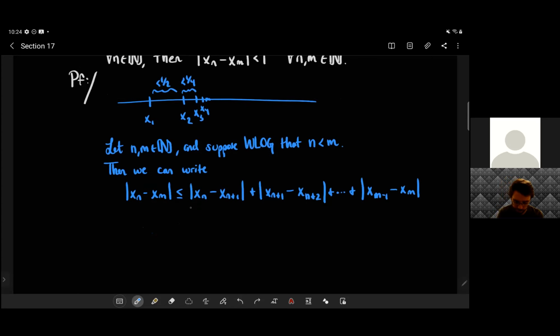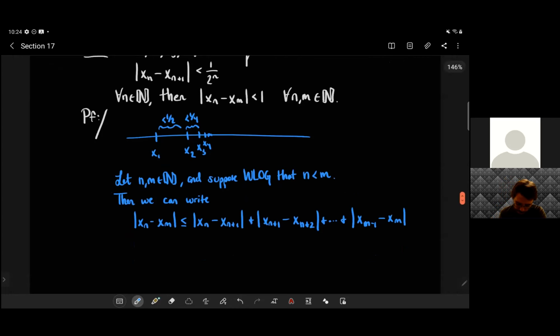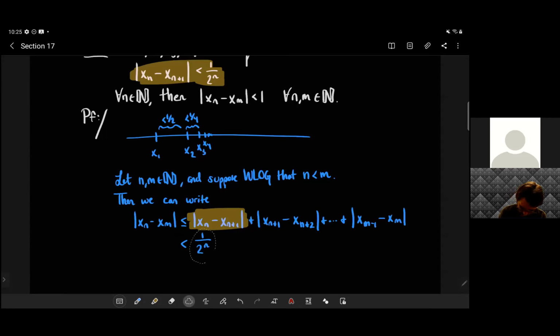All this is saying is it's faster to walk from point A to point B than it is to walk from point A to a bunch of intermediary steps and then eventually get to point B. And then what can we do? Well, we have an assumption about subsequent terms in the sequence. So this must be less than 1 over 2 to the n. Maybe I'll put that here.